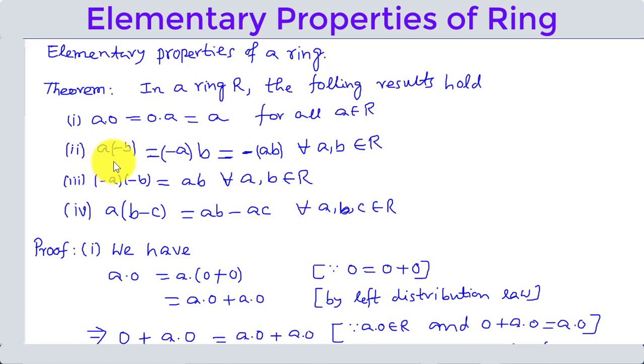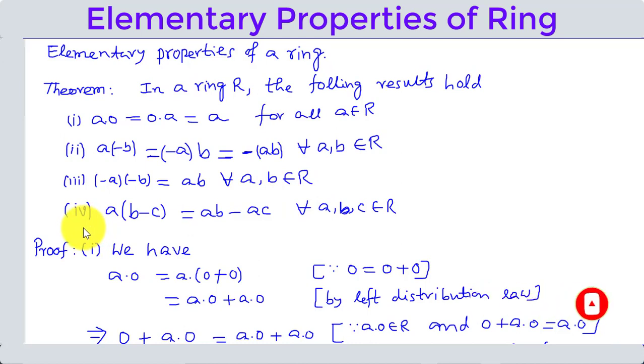Number 2, a dot minus b is equal to minus a dot b is equal to minus of ab for all a, b belongs to R. Number 3, minus of a into minus of b is equal to a into b for all a, b belong to R.